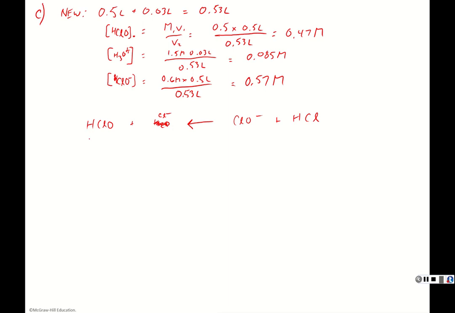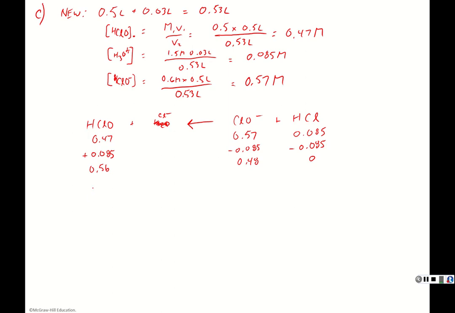And so we're starting with 0.47 molar of our acid, 0.57 molar of our base, and we're adding an amount of 0.085 molar of our HCl, which will react with our conjugate base to form more of our weak acid. Okay, so these are both going to lose 0.085. This will be increasing by 0.085. So those values now are 0.56, 0.48, and 0.